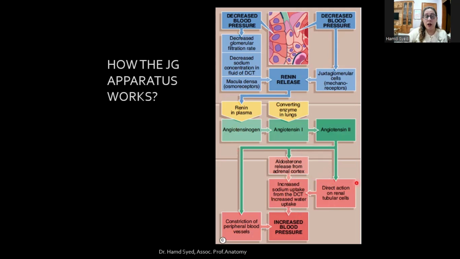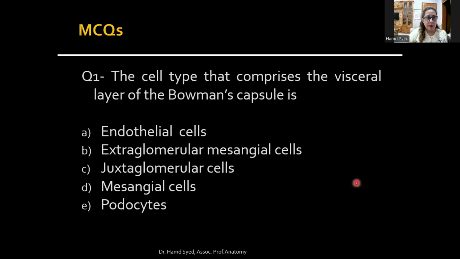So this is the basic working of the JG apparatus, and in maintaining the glomerular filtration rate and in maintaining the blood pressure. So you can see there are different components of this apparatus working at the functional level.